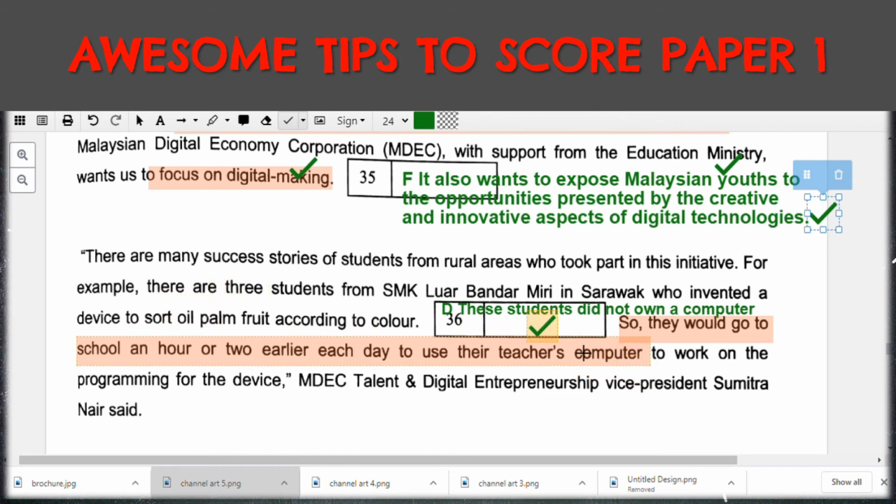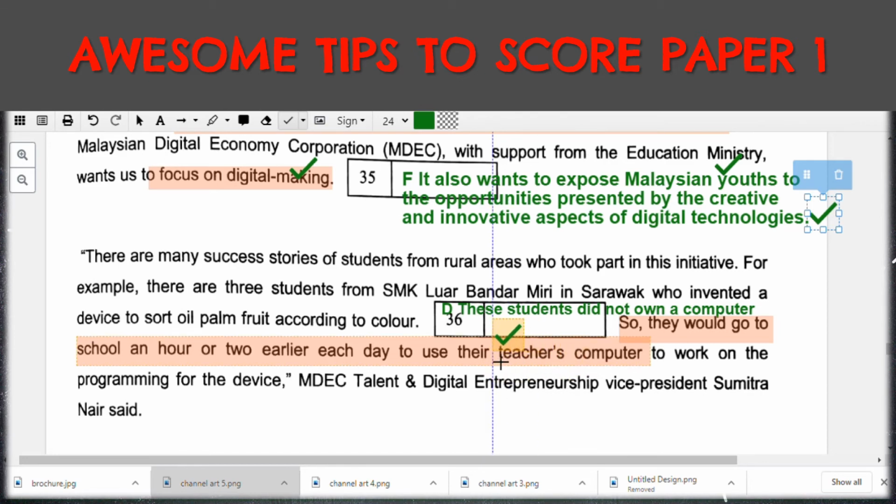Now, you see, here, for example, there are 3 students from SMK Lower Bandar, Miri in Sarawak, who invented a device to sort oil palm fruit according to color. Then what is the best answer? So, they would go to school an hour or 2 earlier each day to use their teacher's computer. If they use their teacher's computer, what does it mean? It means these students did not own a computer. If they own a computer, do you think they need to go to school earlier to use their teacher's computer?